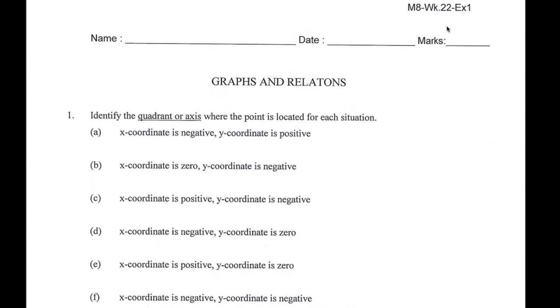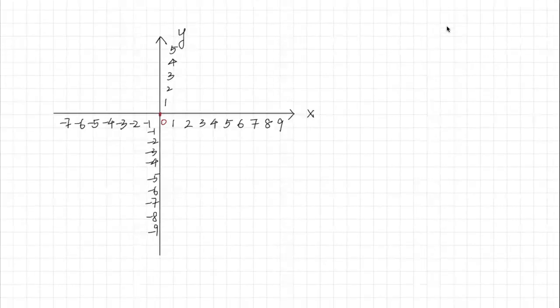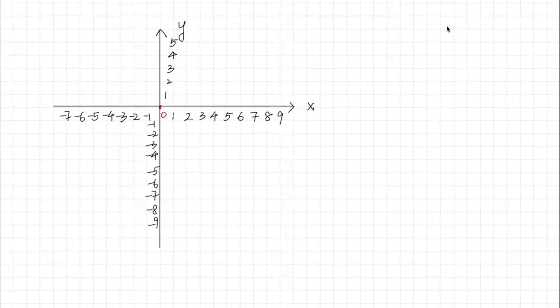Identify the quadrant or axis where the point is located for each direction. Before we start doing this question, I want to review the Cartesian coordinates plane a little bit. So let's look at this graph first. This is a Cartesian coordinates plane.